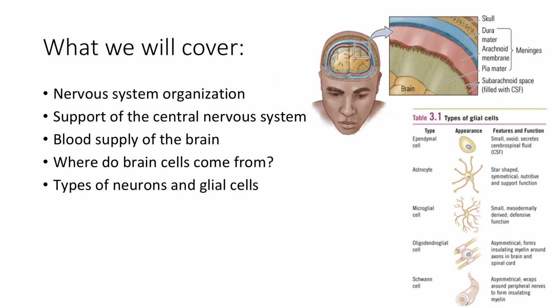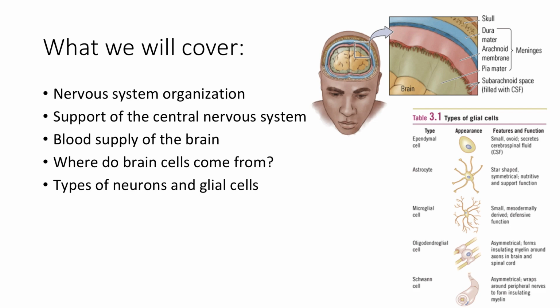So today we're going to cover a lot. In this lecture we will talk about the organization of our nervous system. We will talk about the support of the central nervous system. Here you have a little sneak peek of the support, where you see all these layers outside of the brain. Then we will talk about the blood supply that goes towards the brain, so which arteries are necessary for this, etc.